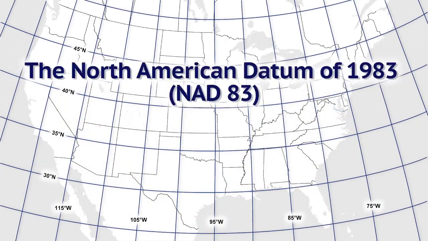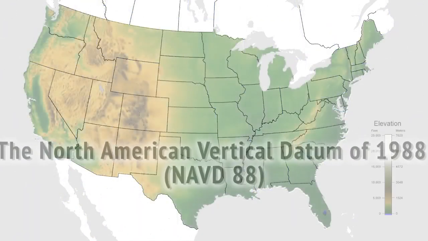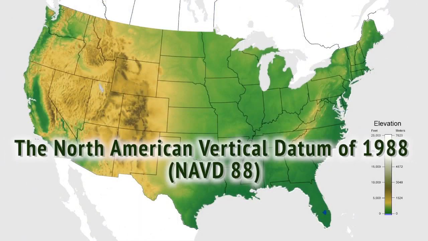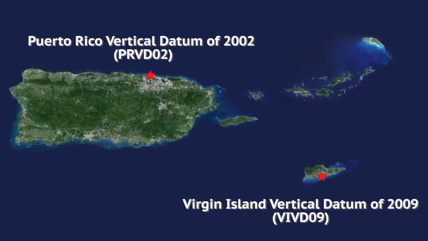The North American Datum of 1983, NAD 83, is the nation's horizontal or geometric datum. It provides latitude and longitude and some height information. The North American Vertical Datum of 1988, NAVD 88, is the nation's vertical datum, providing elevation information relative to a reference surface defined by mean sea level. U.S. territories have separate vertical datums.